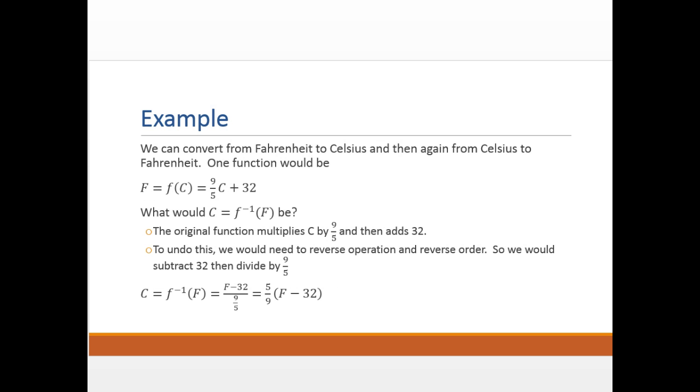Let's look at examples. We know we can convert from Fahrenheit to Celsius and then again from Celsius to Fahrenheit. One of the functions would be f. Fahrenheit is a function of Celsius, which is 9/5 c plus 32. The question is, what's the inverse function? What is c equals f inverse of F? The original function multiplies c by 9/5 and then adds 32. To undo this, we need to reverse the operation and reverse the order. So we'd subtract 32 and then divide by 9/5. So F minus 32 divided by 9/5 is 5/9 times F minus 32.